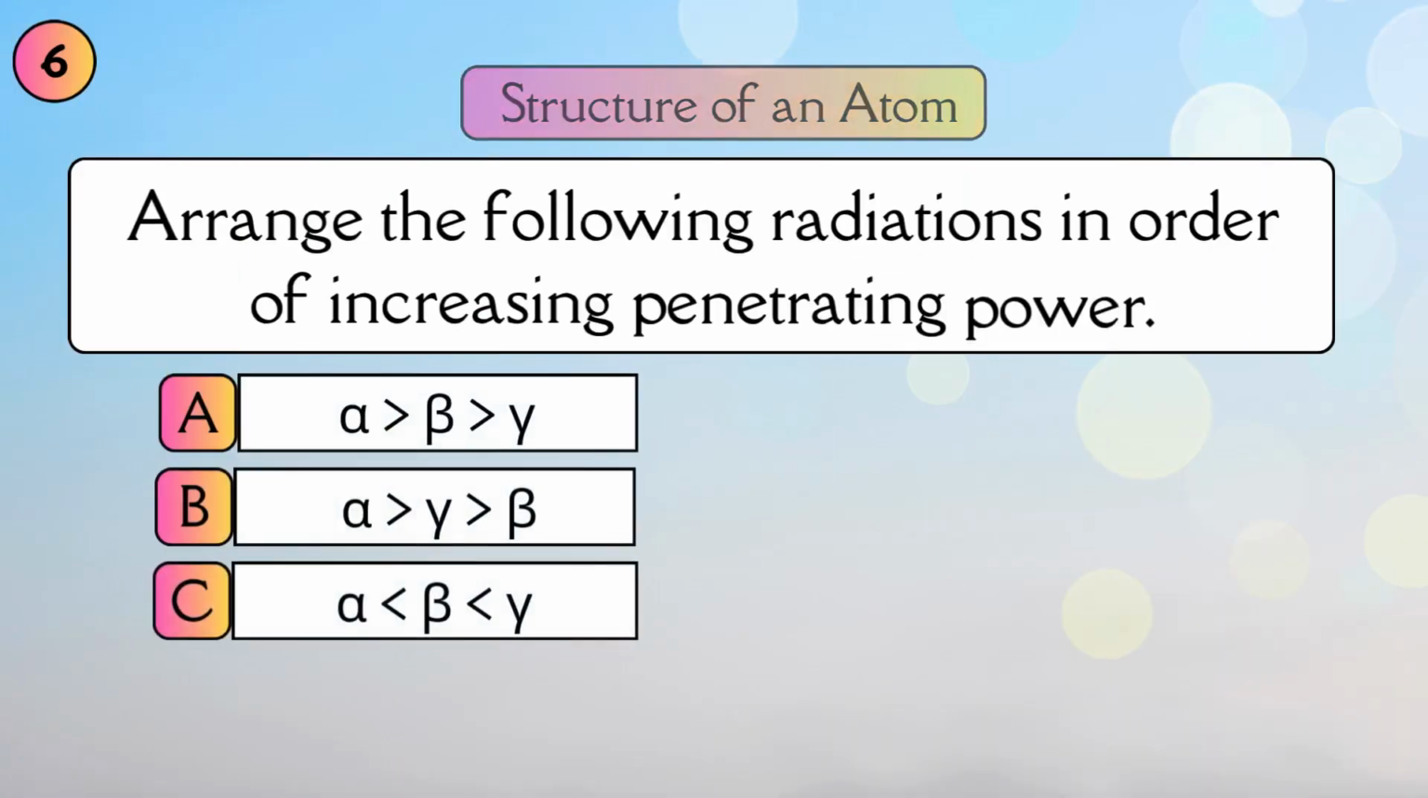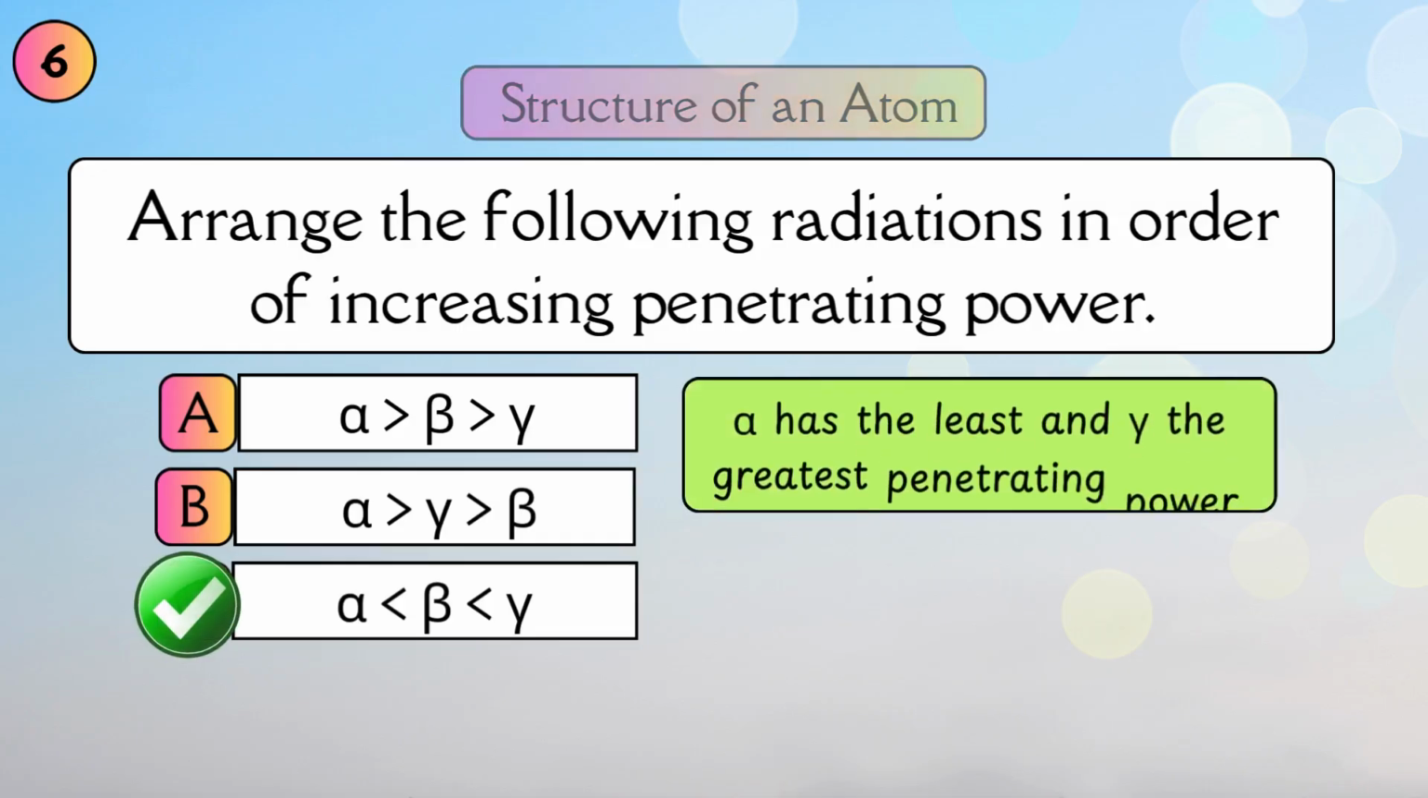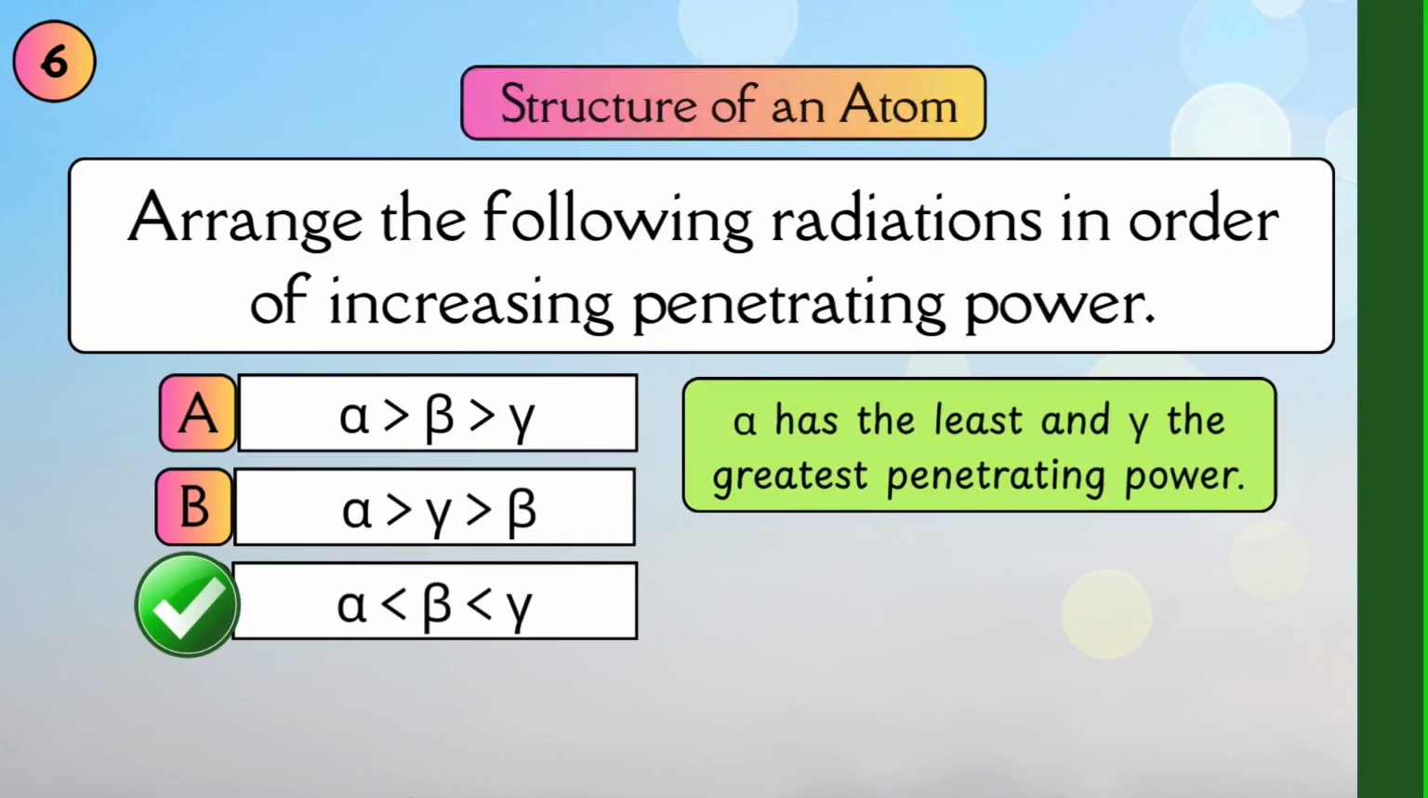Arrange the following radiations in order of increasing penetrating power. The correct answer is C. Alpha has the least and gamma the greatest penetrating power.